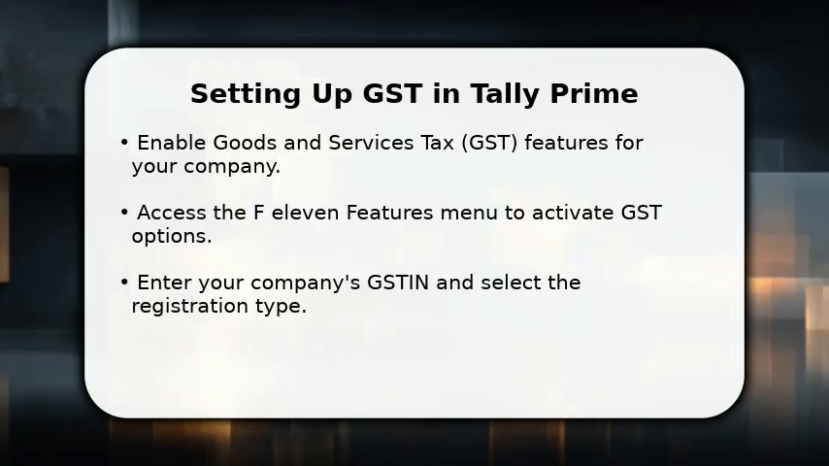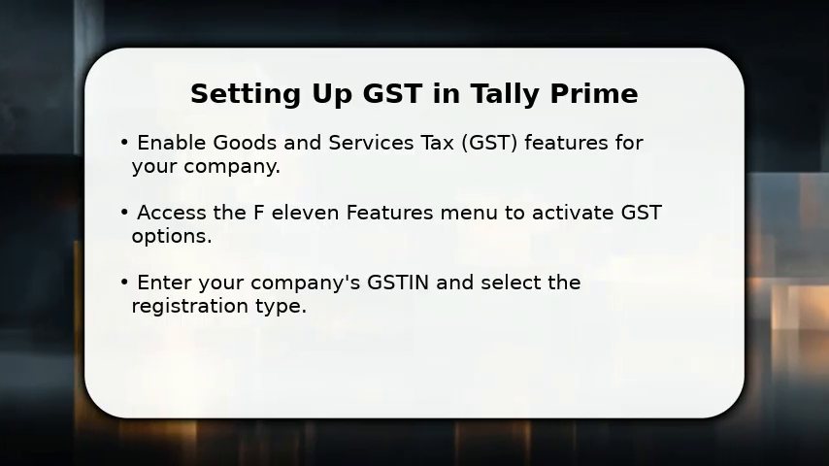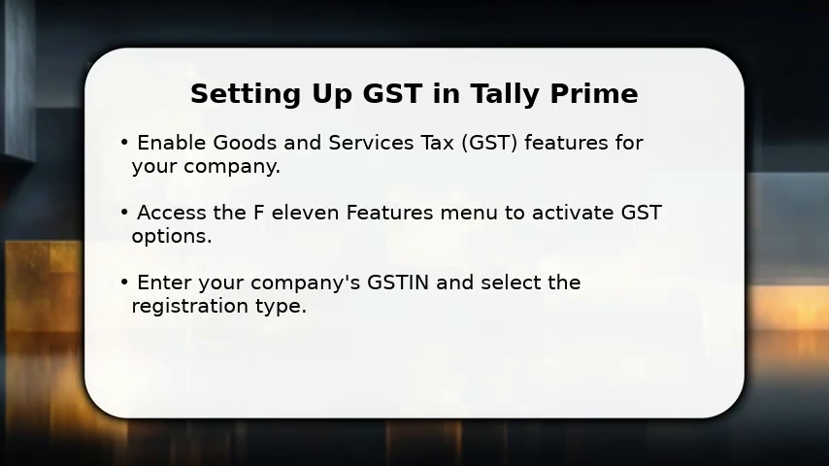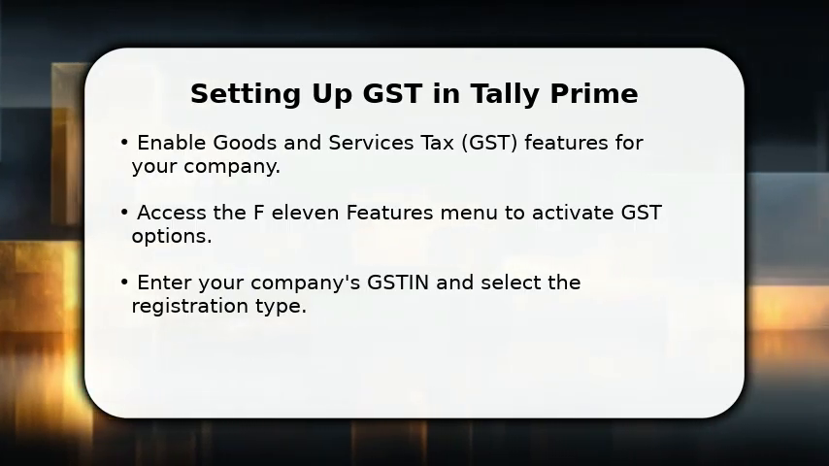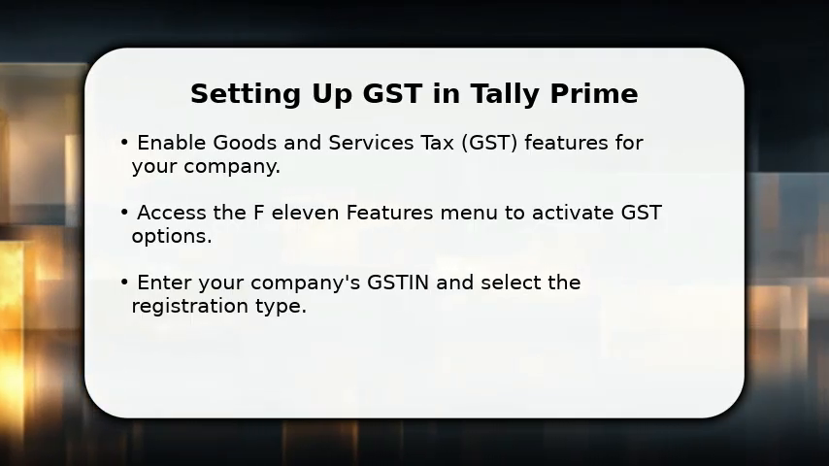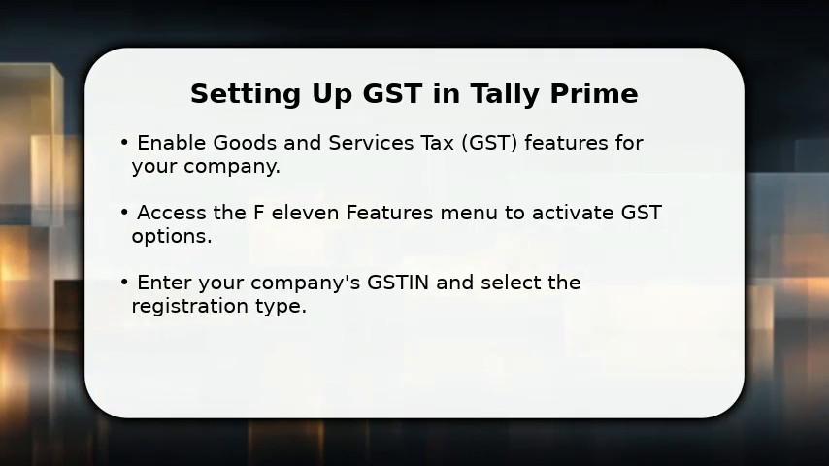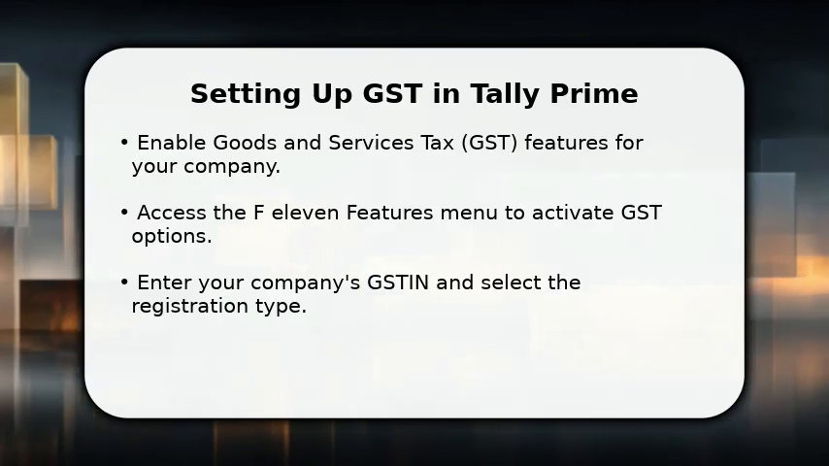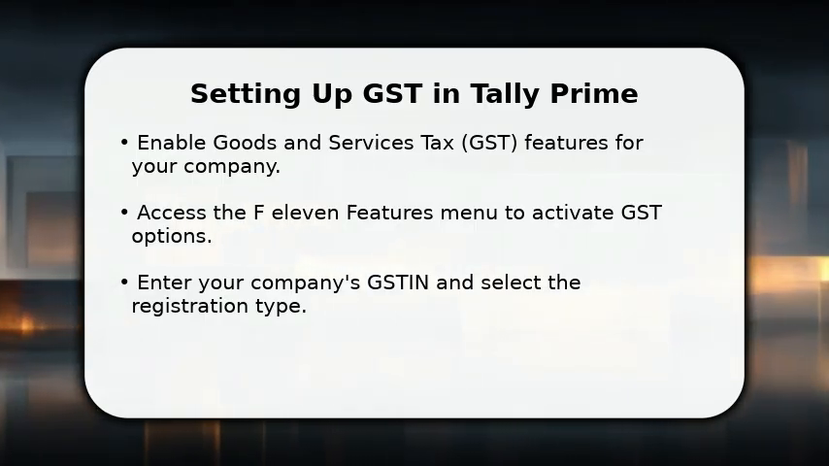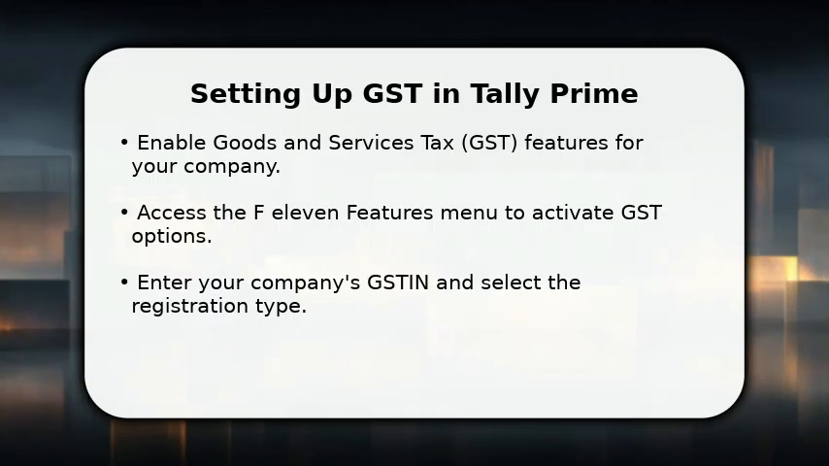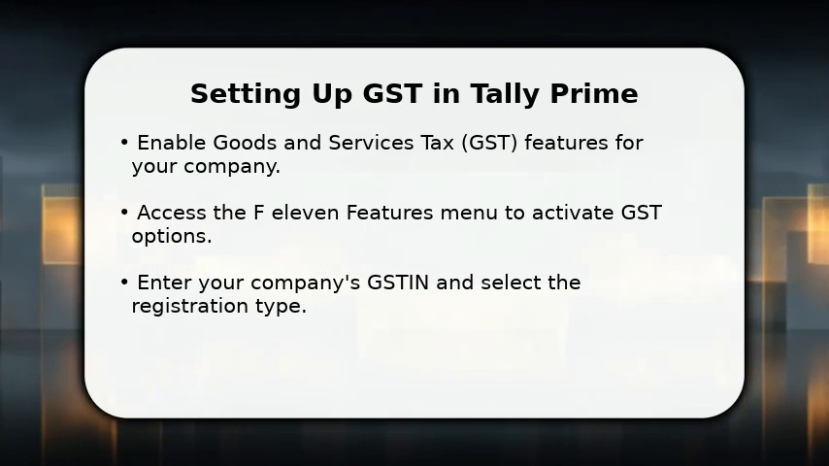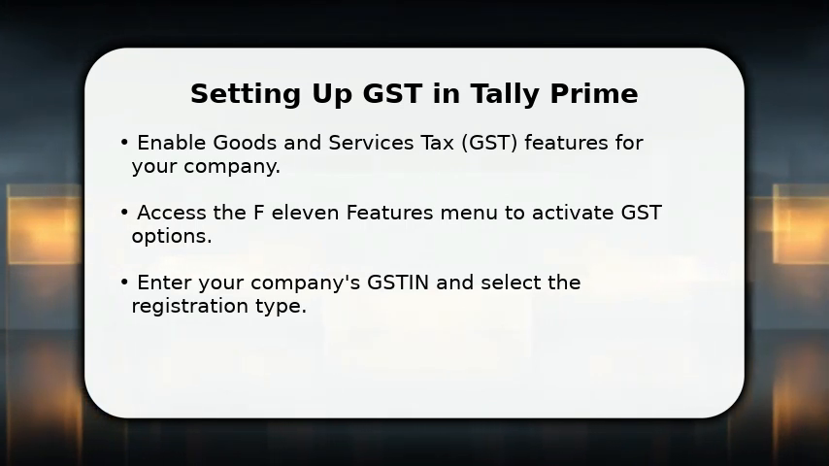In this video, I will explain how to set up GST rates in Tally Prime. First, you need to enable GST features for your company. Go to the F11 Features menu and activate the Goods and Services tax option. Then, accurately enter your company's GST identification number, or GSTIN, and choose your registration type. Don't forget to specify the effective date for these GST details. This foundational step ensures Tally Prime is ready for tax calculations.